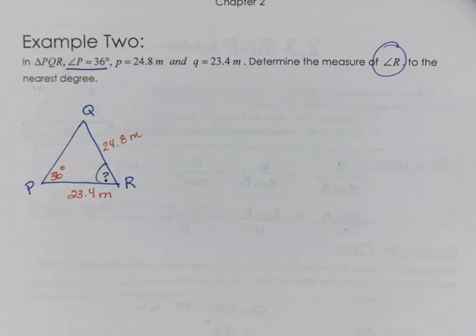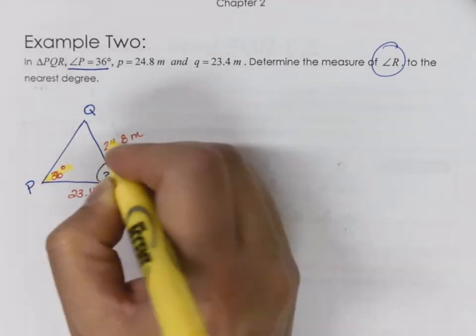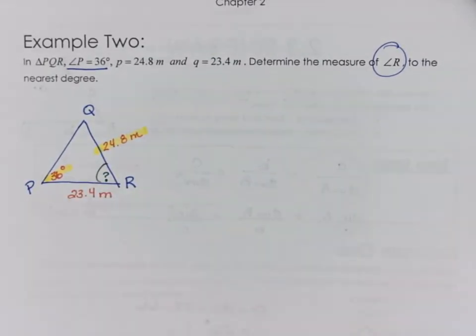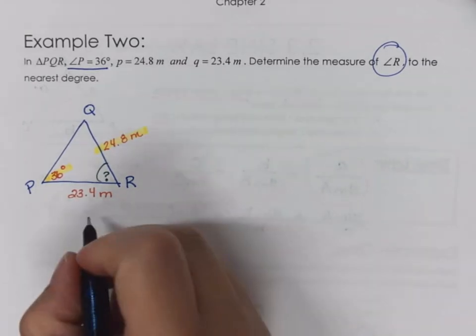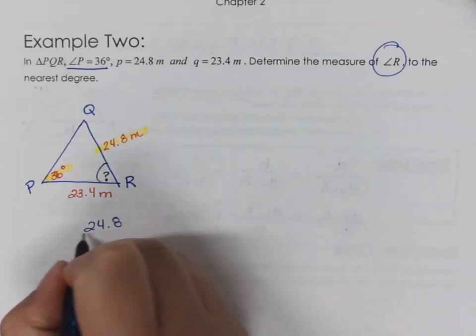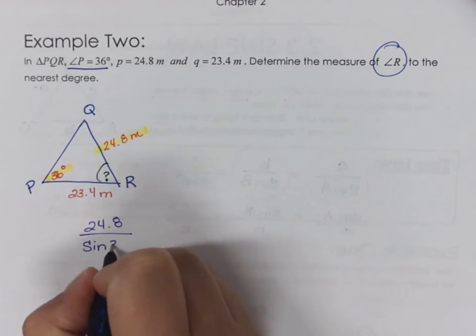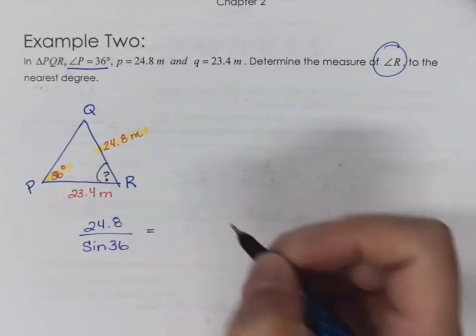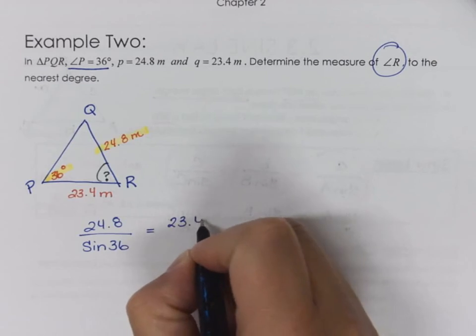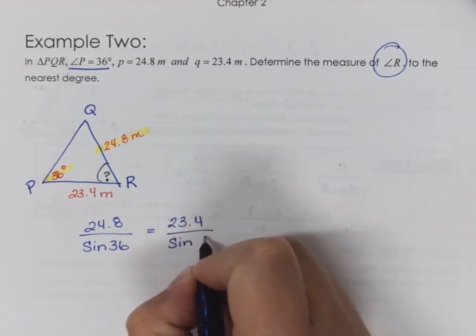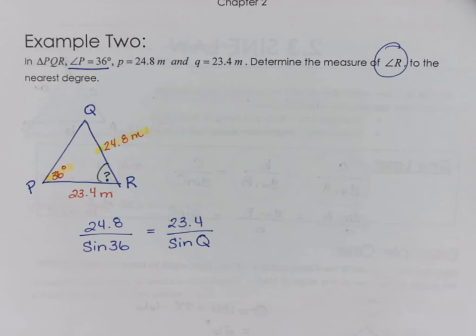Okay, so what set do I use first? I've got to use the P set first, right? Because it's my full set. So I'm going to have 24.8 over sine of 36, and then I'm going to have 23.4 over sine of Q. I do not use units of measure until my answer, because I find it gets confusing with more letters in there than I need.